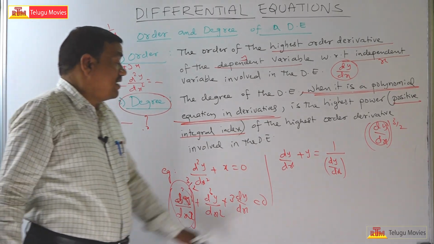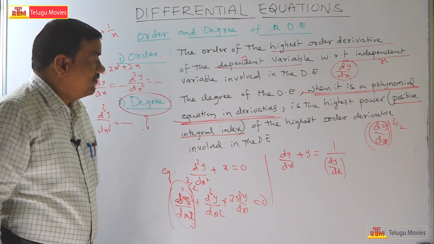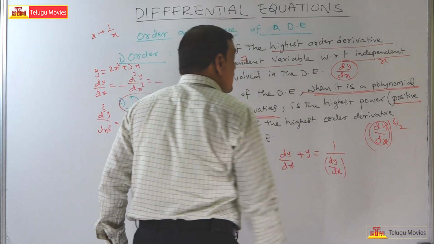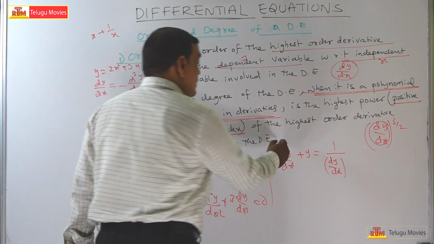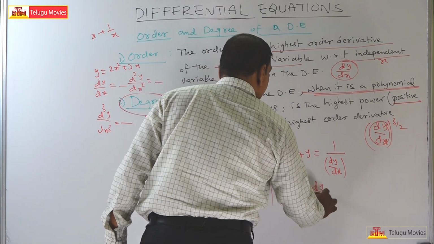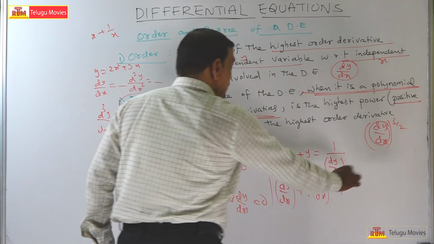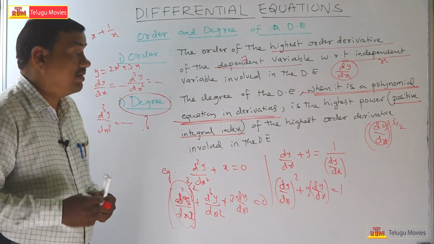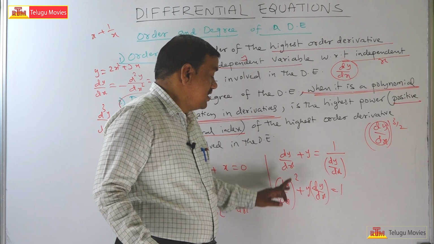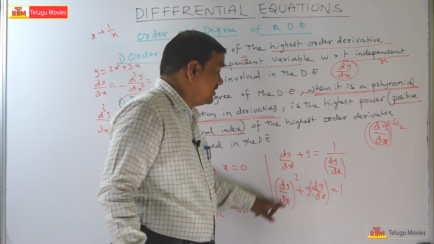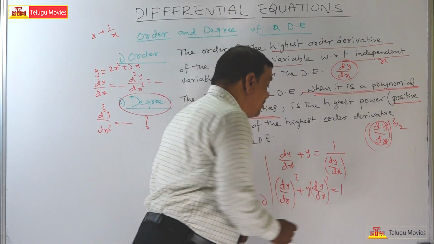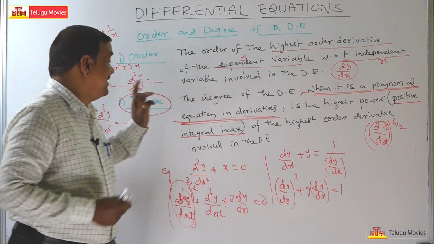Now, for example, first of all, is it a differential equation? Let us write it in polynomial form. Multiply with dy by dx, let us see what happens. This is dy by dx whole square plus y into dy by dx is equal to 1. So this is in the form of a polynomial equation in dy by dx. Therefore, only the first order derivative dy by dx is there, and its highest power is 2. That's why the degree is 2.